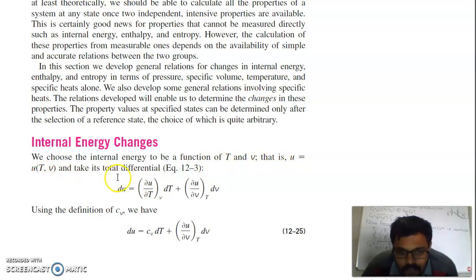Now take its total differential, you will get du is equal to del u by del T at constant volume dT, plus del u by del V at constant temperature dV. This is the differential form. Using the definition of Cv that we know, change in internal energy with respect to temperature at constant volume is called specific heat at constant volume Cv. So du is equal to Cv dT plus del u by del V at constant temperature dV.